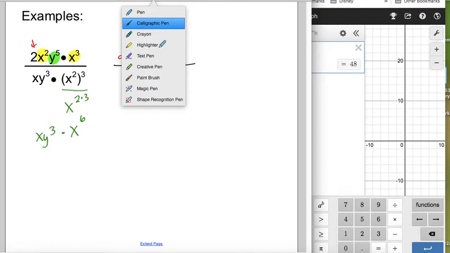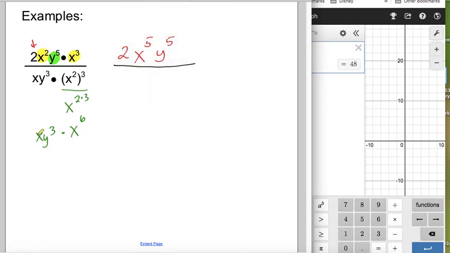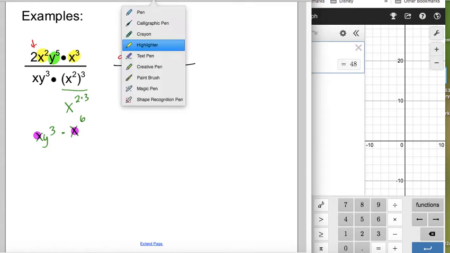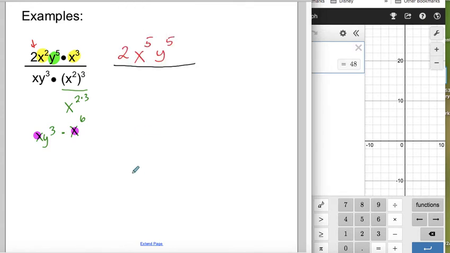And so we're going to look at these together and we're going to see what bases they have in common. We have the x and the x here. Those are like bases. So those are going to merge together. So I have x to the power of 1 and x to the power of 6 here. So I have x to the power of 1 times x to the 6, which means I'm going to be adding the exponents, because when you are multiplying, you add your exponents, and 1 plus 6 is going to equal 7. So the power of that will be 7. Then I have y cubed and no other y's, so y cubed will stay as is, and this is the simplified denominator. So I'm going to bring that over here.